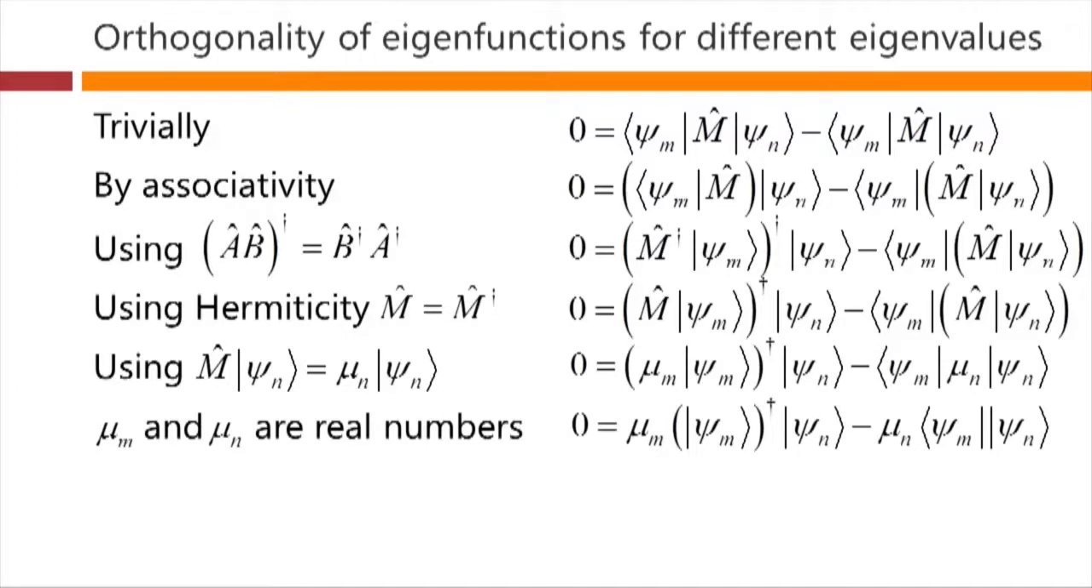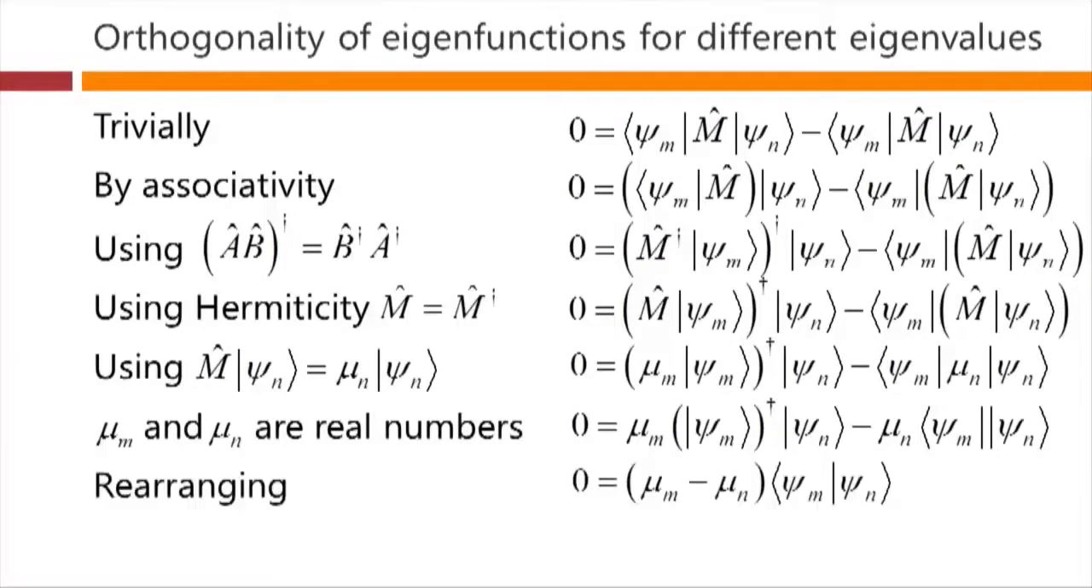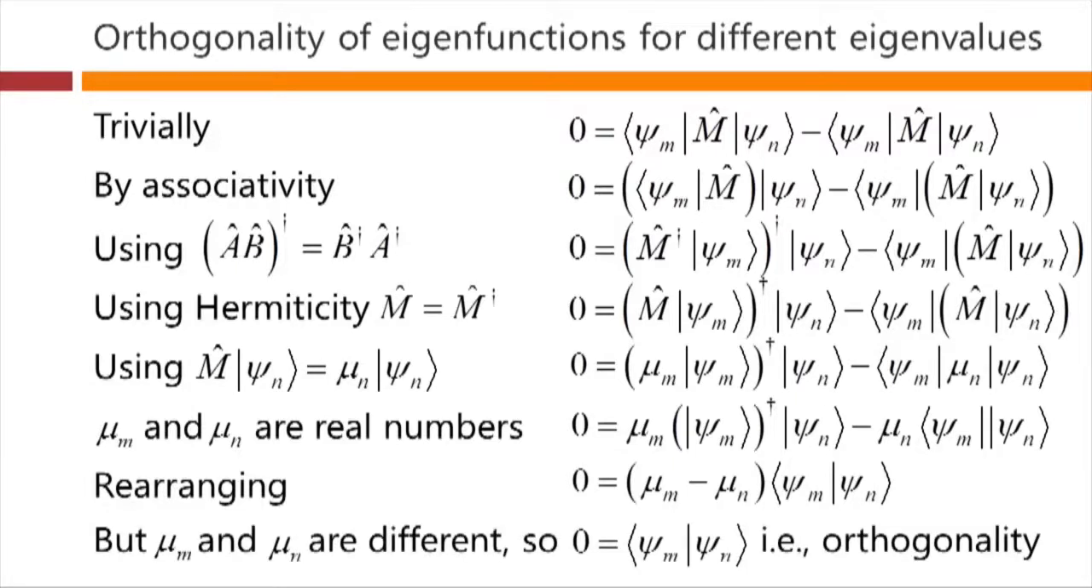Well, these are real numbers, mu n and mu m, so we can take them outside of these expressions. And flipping round this ket vector here, because we've got a Hermitian adjoint, turning it back into a bra vector, then we see that what we have is mu m times psi m as a bra vector times psi n, and the same thing here with a minus sign in front of it, with the mu n in it. So rearranging this then gives us mu m minus mu n times this product here. But by definition, mu m and mu n are different.